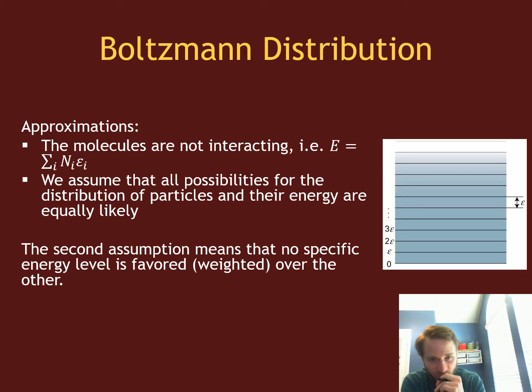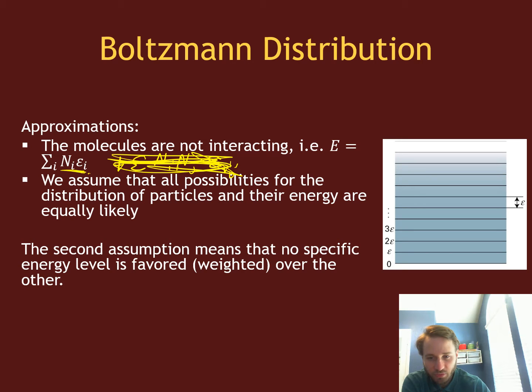Let's assume that the molecules are not interacting, so that the total energy is just a sum of the number of molecules in a given energy level times that energy, okay? So we're just summing up the energy of all the molecules, and there's no extra energy term dealing with molecules i and j and some epsilon ij or something like that. There's no interaction energy term. The energy of these molecules is just based off of what energy level they're occupying.